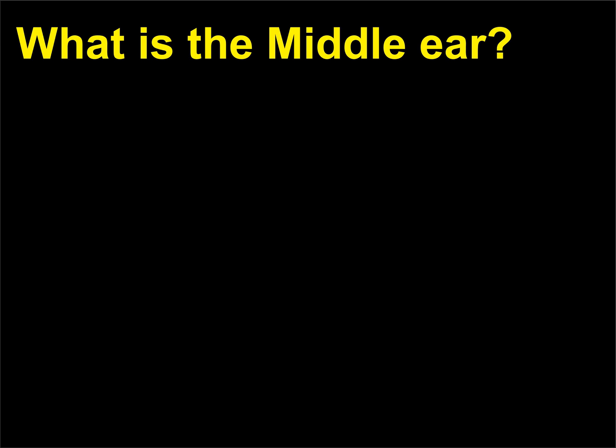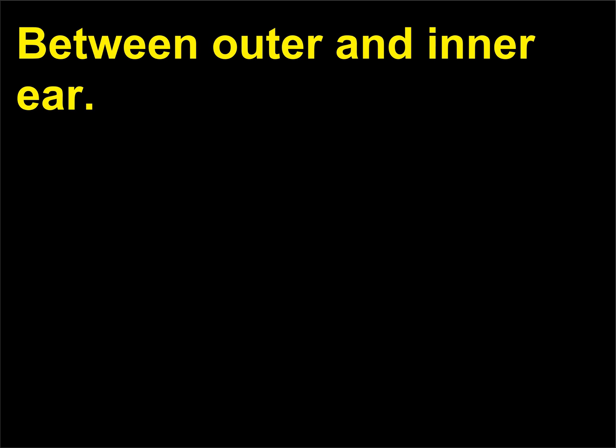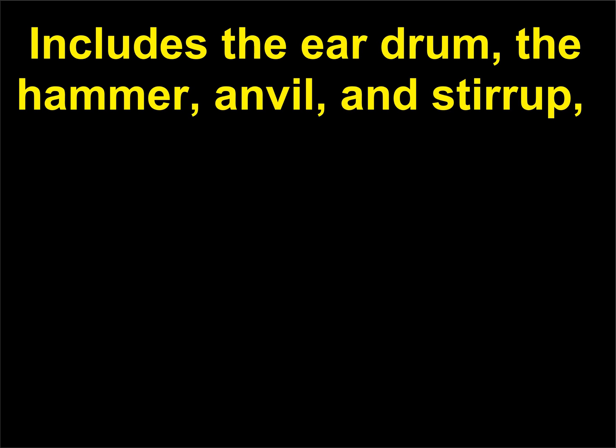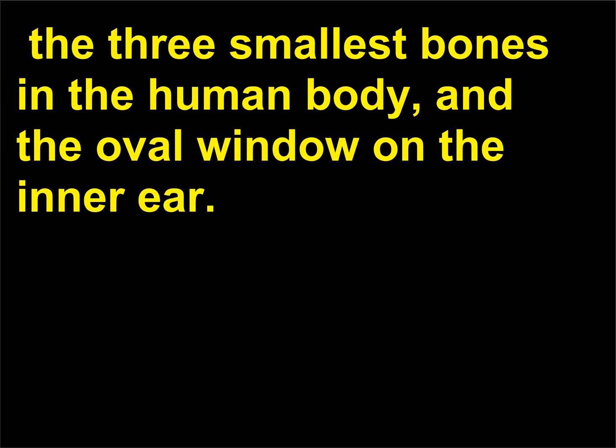What is the middle ear? Between outer and inner ear. Includes the eardrum, the hammer, anvil, and stirrup, the three smallest bones in the human body, and the oval window on the inner ear.